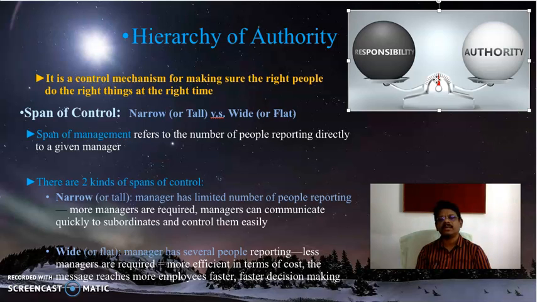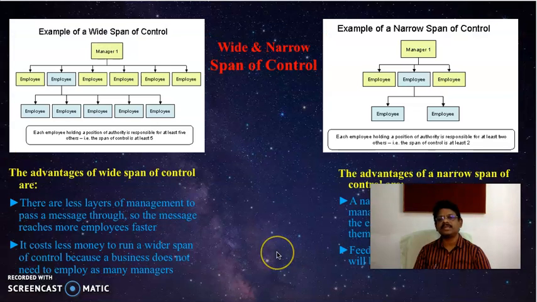In the narrow type, managers can communicate quickly with subordinates and control them easily. So you will find more managers and a smaller number of people reporting to each. That is what we call the narrow or tall type of span. There, decisions are taken quickly, with fewer subordinates and more managers. That is one type of span. Opposite to that is the wide or flat type, where you will find fewer managers and more people reporting. In different environments it exists, and that is another type of span of control that exists in organizations. So there are two types of spans.